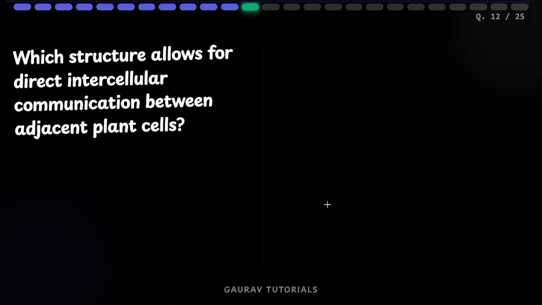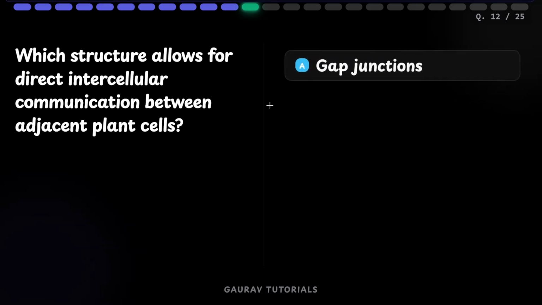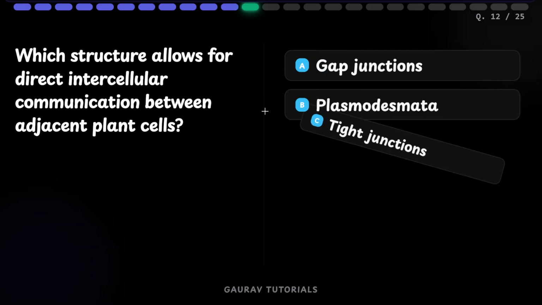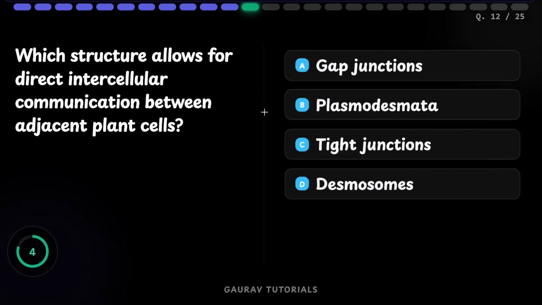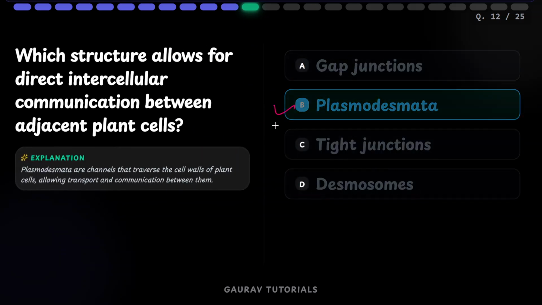So let's go to question number 12. Which structure allows for direct intracellular communication between adjacent plant cells? The options are A, gap junction, B, plasmodesmata, C, tight junctions, and D, desmosomes. So the correct answer is B, plasmodesmata.